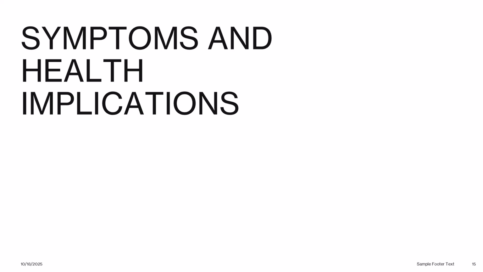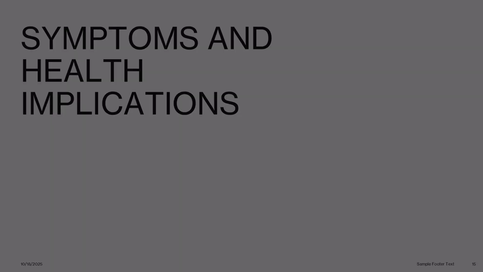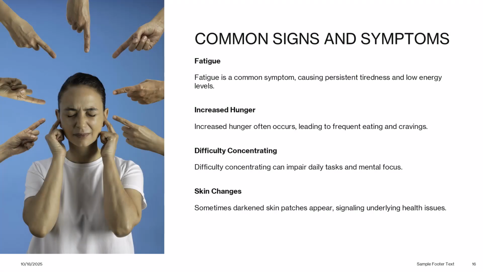Section 4. Symptoms and health implications. Recognizing the signs of insulin resistance is key to early intervention. Common symptoms include fatigue, persistent tiredness due to inefficient energy production, increased hunger. Cells aren't absorbing glucose properly, triggering more hunger signals. Difficulty concentrating. Brain fog and reduced mental clarity can result from unstable blood sugar. Skin changes. Darkened patches of skin, especially around the neck or armpits, may indicate insulin resistance.